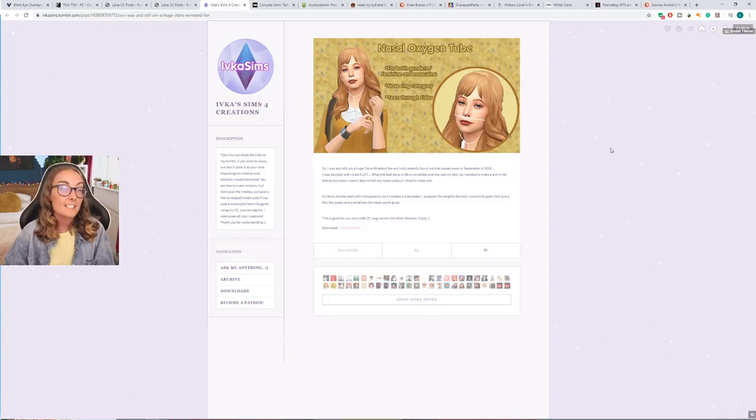And then the last bit of CC under the head accessory section of Creator Sim is this nasal oxygen tube by Ivka Sims, I think that's how you pronounce it. So this is available for both genders. It's listed under the nose ring category, and it's also for teen through elders. So unfortunately, no toddler or kids variant on this one.